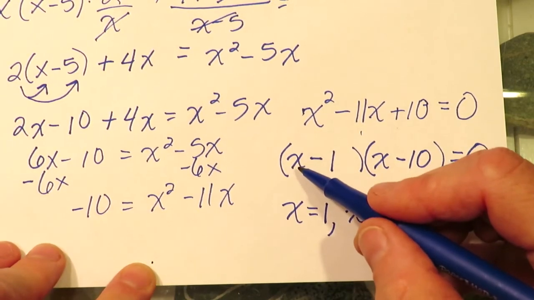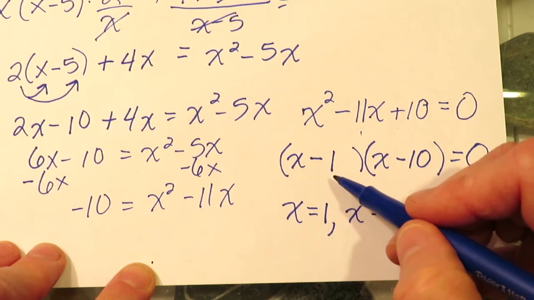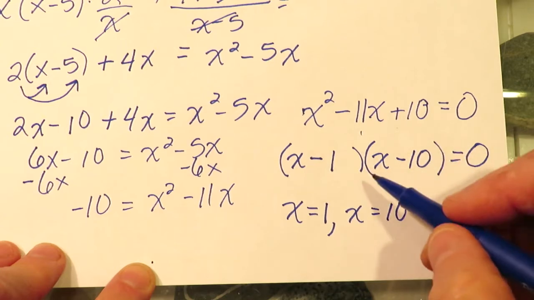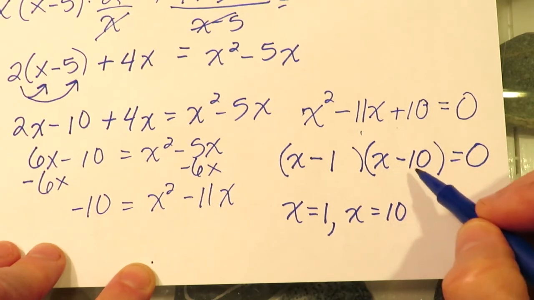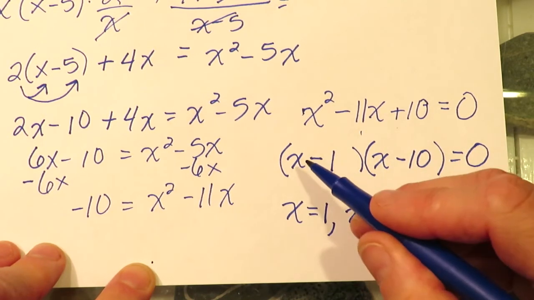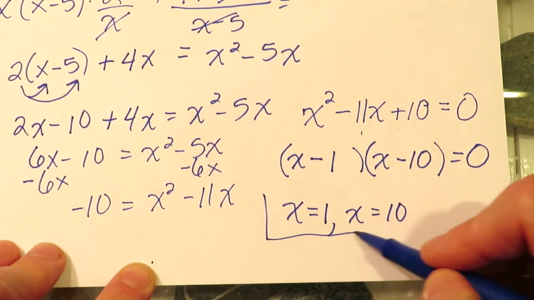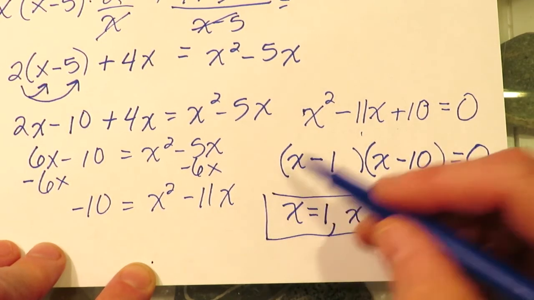If x is 1, this factor will become 0, and it times whatever this is will be 0. If x is 10, then this factor is 0, and 9 times 0 will still be 0. So I actually get two solutions in this case.